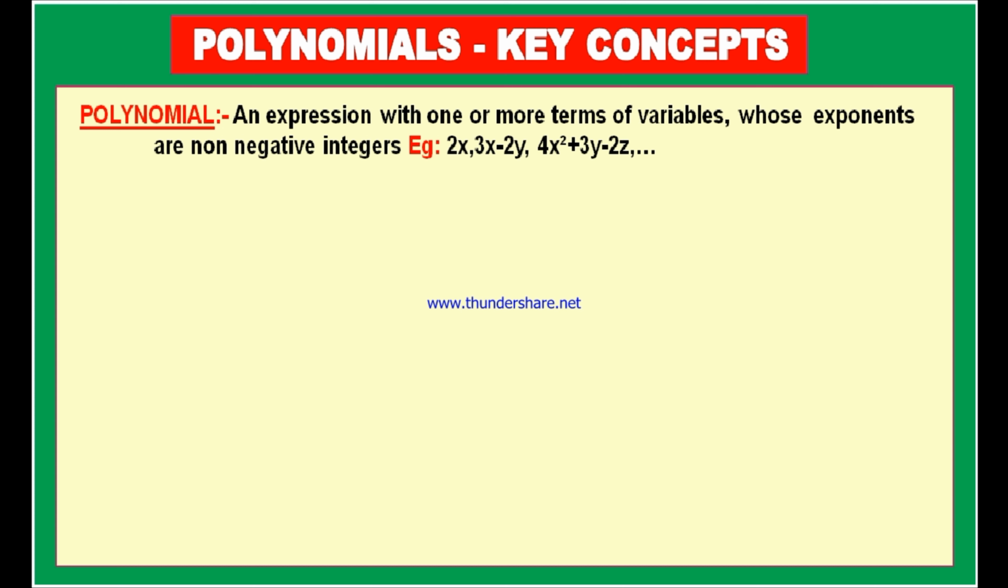Here, in any fraction, if the variable is in the place of the denominator, then the exponent of that variable may be a negative number, which is not a non-negative integer. Then such expressions are not polynomials. If the exponents of the variables are non-negative integers, means either positive integers or 0, in such cases all those expressions are called polynomials.